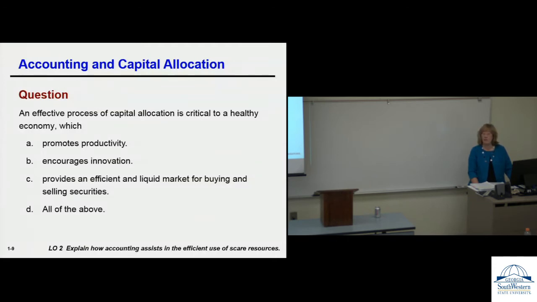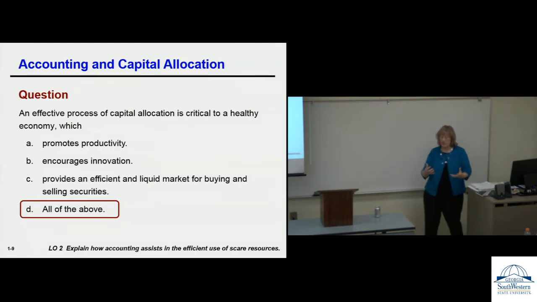But you know what? There have been times when the financial statements haven't been so trustworthy, right? Have there been a couple of times? I don't know if y'all remember some of the financial accounting scandals, like Enron, WorldCom, different scandals. Now we've kind of turned that around, hopefully. So it's all of the above. It promotes productivity and innovation. And so when people invest in a company, that gives the company capital to work with.